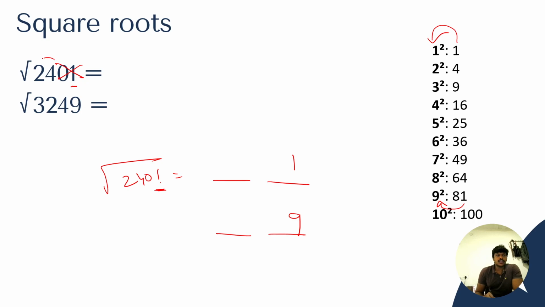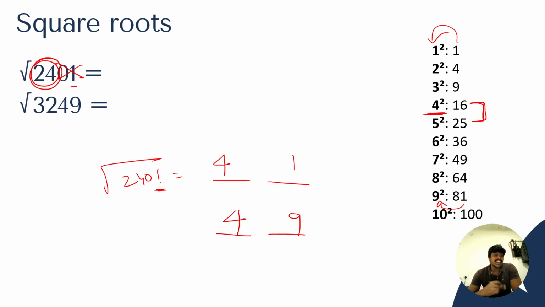Now find where you are having 24. 24, okay. So 24 in this table is going to be in between 16 and 25. Whichever is lower, take that number. 4, 4. That means that your answer can be 41 or 49.